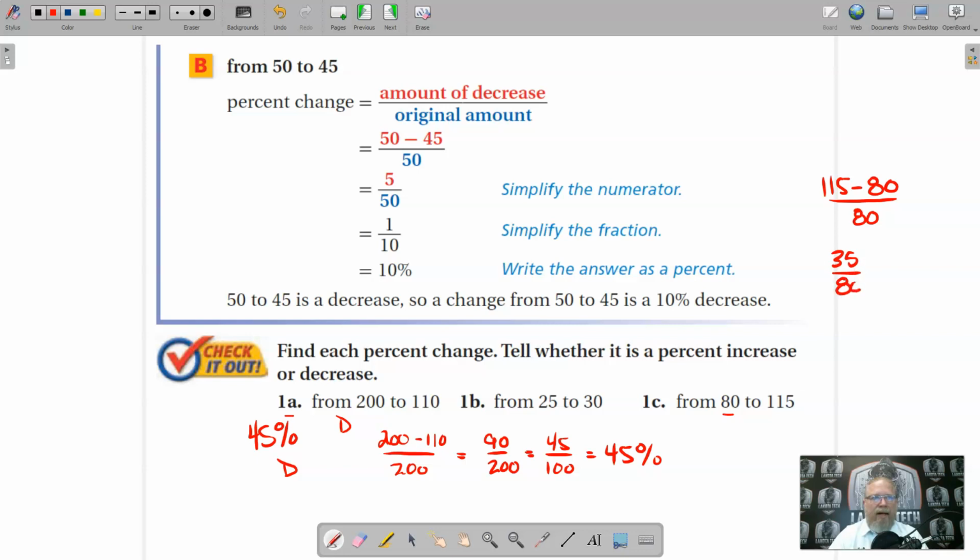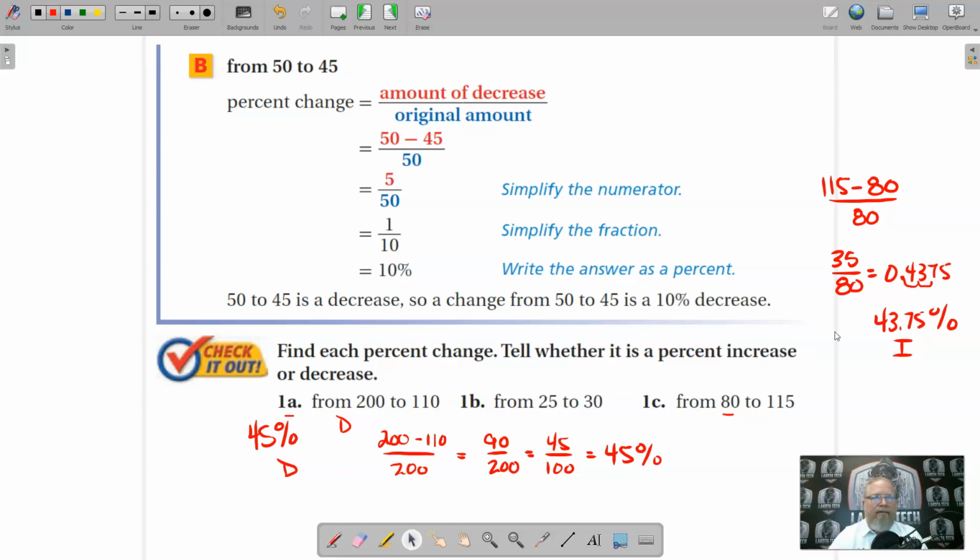35 over 80. Now, 80 to 100 is not that simple, so let's go ahead and do 35 divided by 80. So 35 divided by 80 is going to give me a decimal of, I get a good one here, 0.4375. Now to change this decimal to a percentage, we want to move the decimal over 2 places and get 43.75 and throw the percent sign on the end. So I end up with 43.75%, and this is an increase.